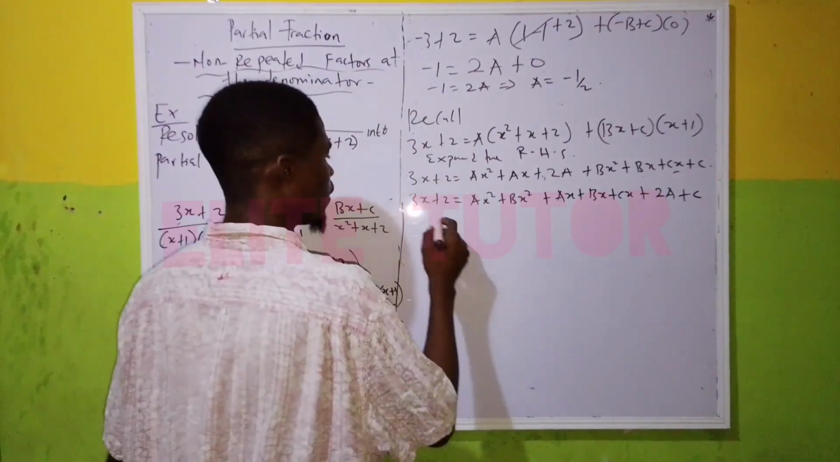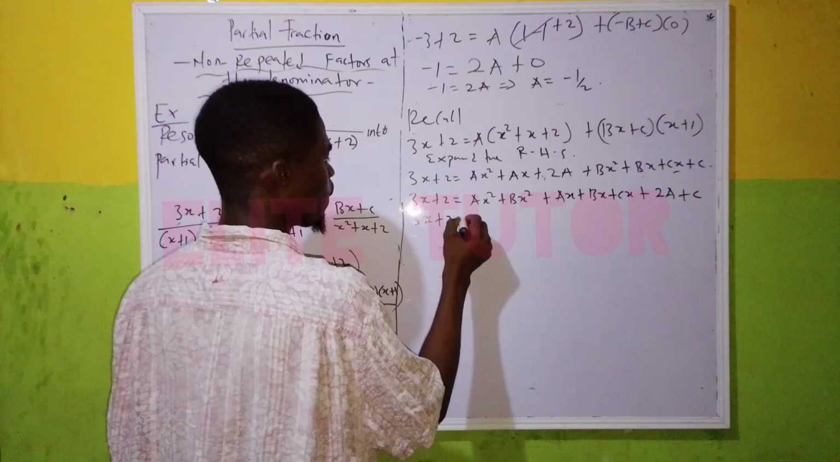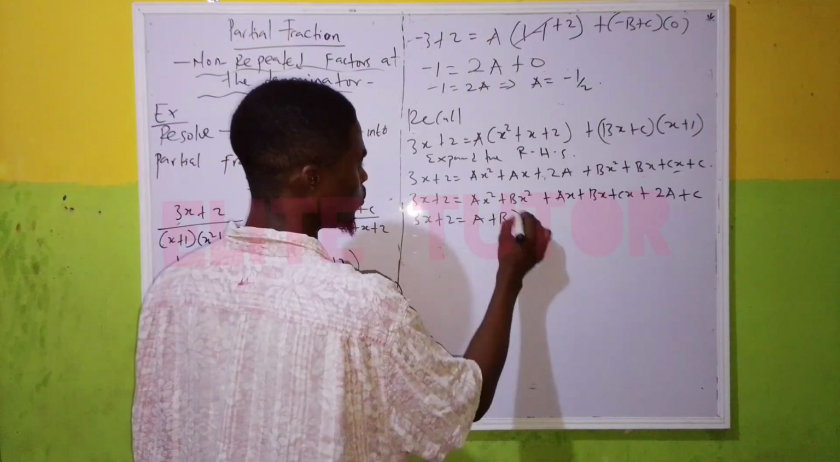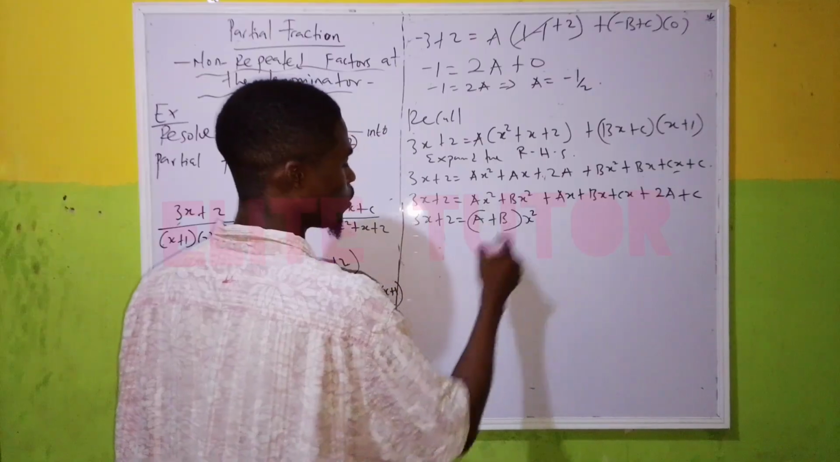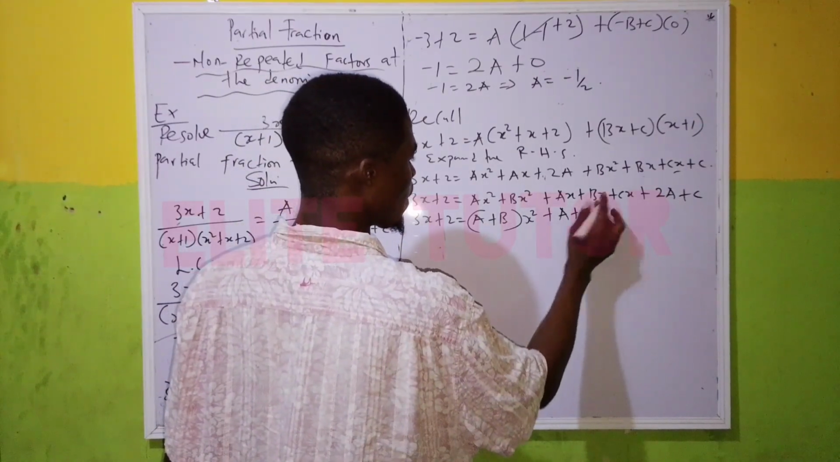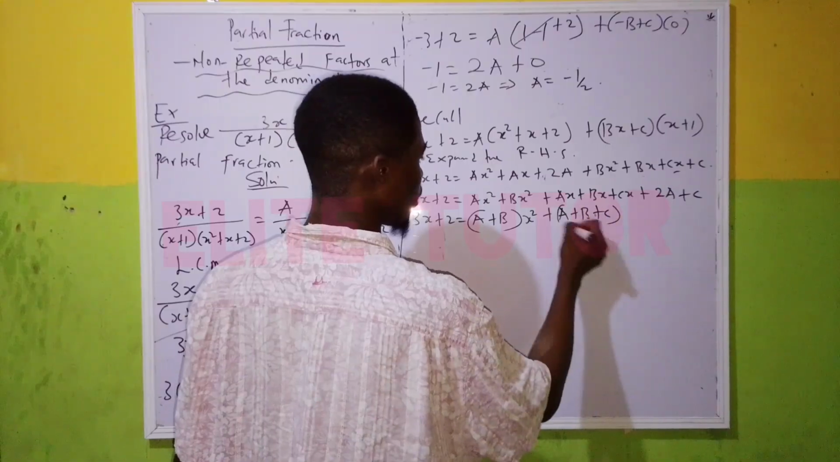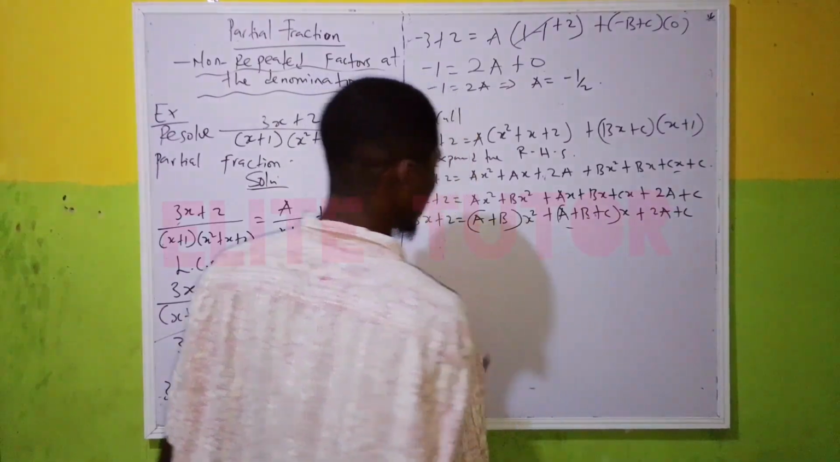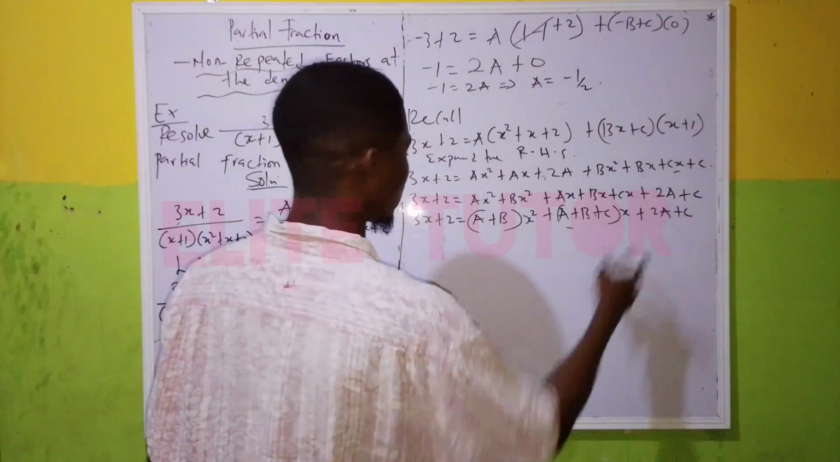2a plus c. Now at this junction we have 3x plus 2 equals a plus b plus, okay, a plus b alone. You agree with me that x squared is common. You do the same for this, a plus b plus c. You agree with me that x is common here, plus the constant terms. These are the coefficient of x squared, the coefficient of x and the constant terms.